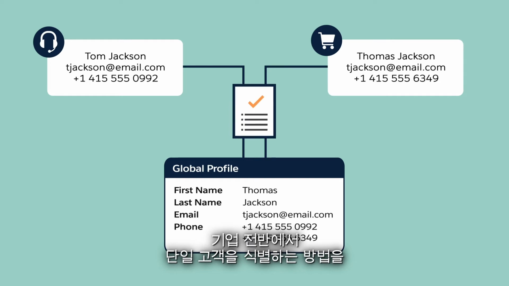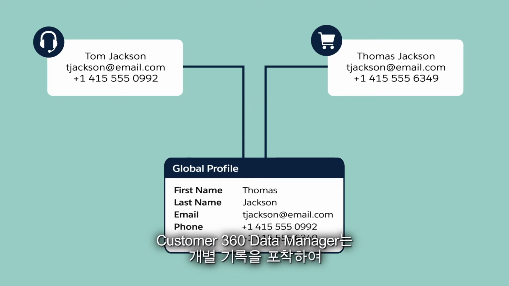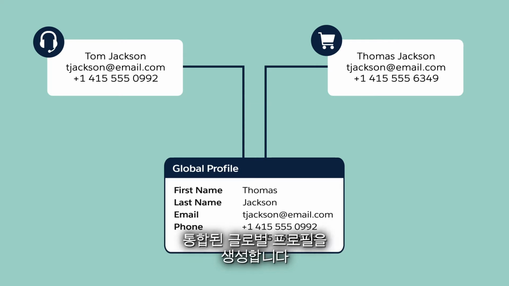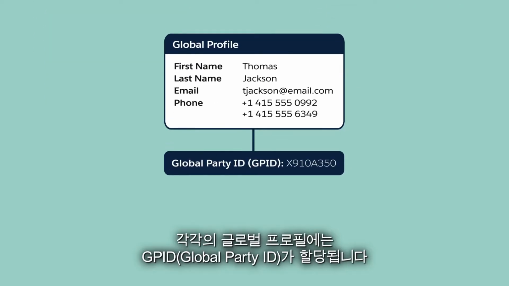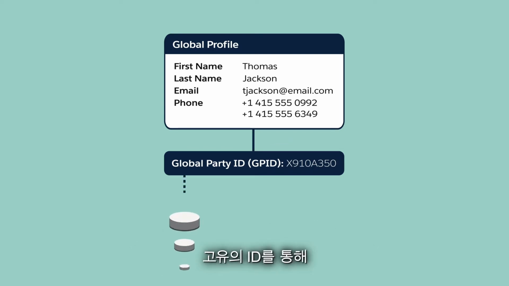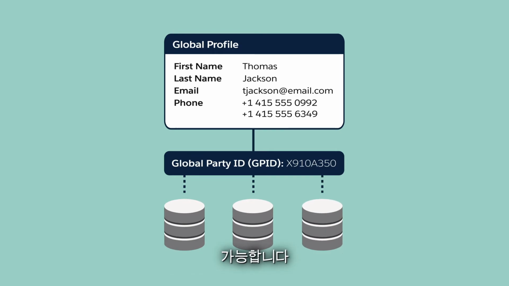You set up matching rules that define how to identify a single customer across your enterprise. The Customer 360 Data Manager captures those separate records and creates a consolidated global profile. Each global profile is assigned a Global Party ID, or GPID. With that unique ID, it's possible to exchange customer data between different apps and systems.